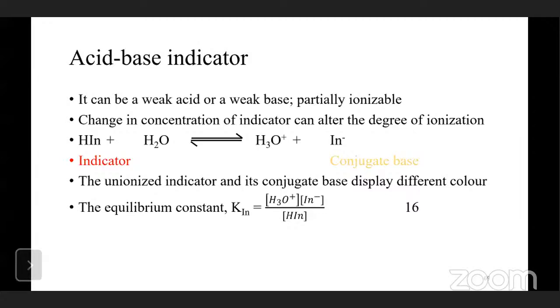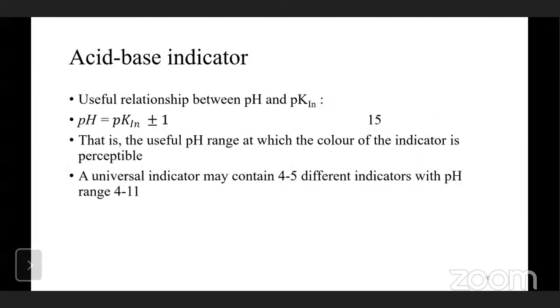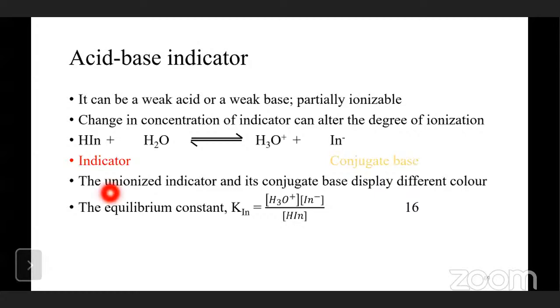The unionized indicator, this is what I mean by that. This HIn and this conjugate base have different colors. The color of the indicator may be red, and when ionized, it may turn to yellow, depending on the indicator you're working with. So the color of the unionized indicator may be different from the color of the ionized form, that is the conjugate base.